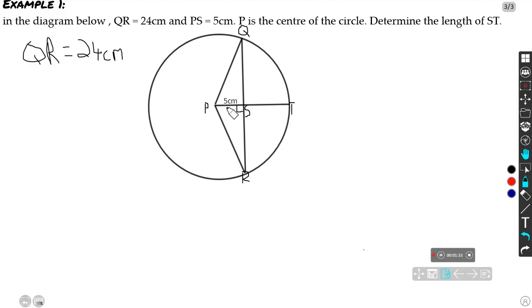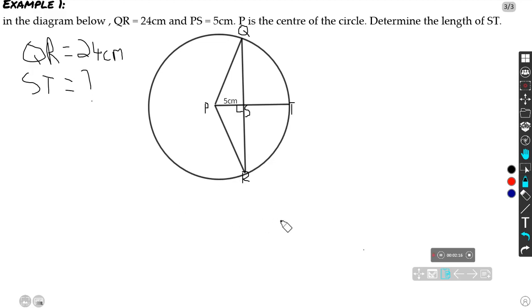Did they give us PS? Yes. Okay. And then now, P is the center of the circle. Guys, that is very important. Already, when they tell you that P is the center of the circle, you need to think about which definitions, go back to your definitions, that are connected to the angle at the center. And then now, they say determine the length of ST. You write that down. So what are we looking for here? We're looking for ST.